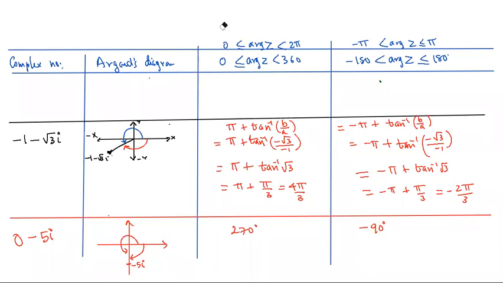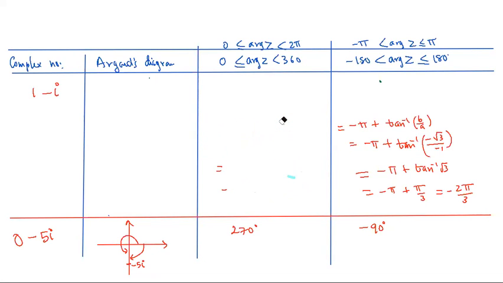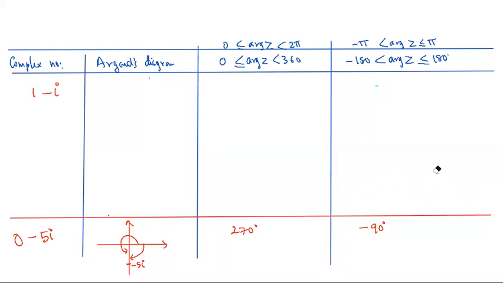The next number, 1 minus i. I'll remove this, I think. Can I remove this part also? Yes, sir. So this will be in which quadrant? Fourth quadrant. So this answer will be here, 1 minus i.